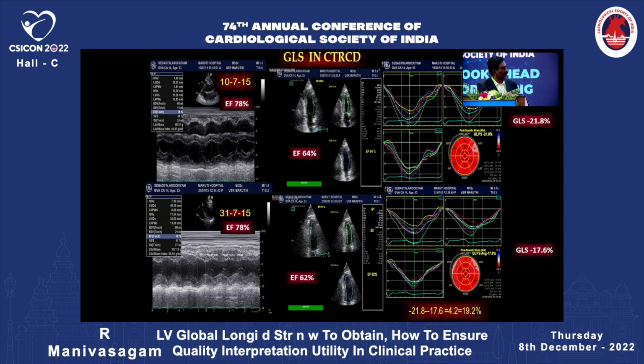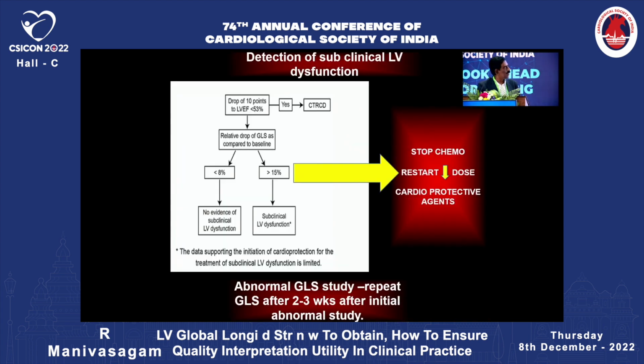How do you calculate the relative drop? 21.8 has dropped by 4.2. Taking it out of 100%, that 19.2 will be the relative drop of GLS. What are you going to do with this relative drop of GLS?